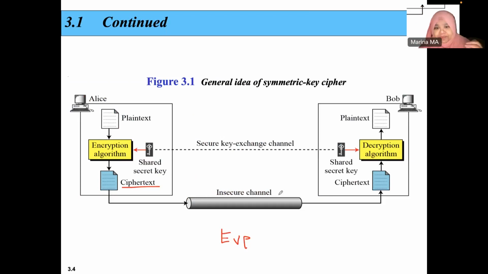And the ciphertext goes through the insecure channel and then arrives at Bob. So if Bob wants to read it, Bob is the lawyer, so Bob needs to know what's inside the will, right? And Bob needs to have the key. So how do you get the key?